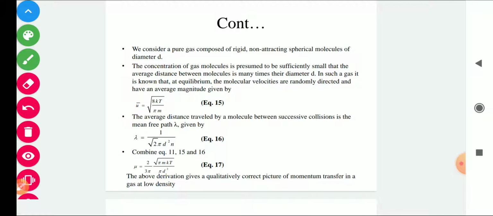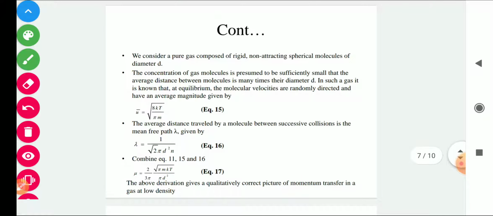In such a gas, it is known that at equilibrium the molecular velocities are randomly directed and have an average magnitude given by u bar equal to the square root of 8 kT upon pi m. And the mean free path lambda is the average distance traveled by a molecule between successive collisions, given by lambda equal to 1 upon root 2 pi d square n.